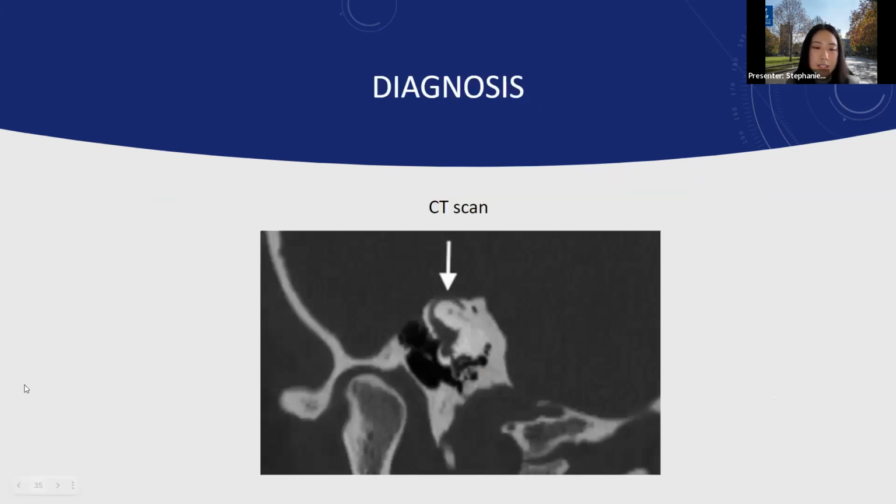So aside from the assessments from the last slide, the most robust method for diagnosing SCD is through a CT scan, which would show the abnormal opening in the temporal bone. Next slide, please.